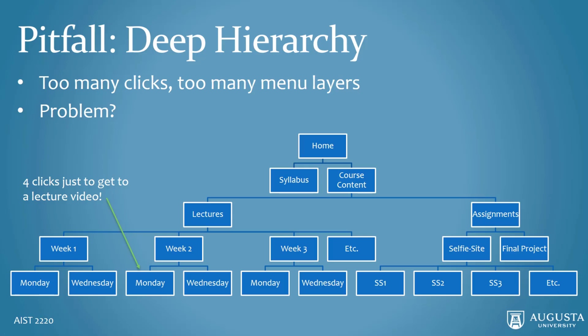The problem with deep hierarchies is that they can leave users feeling lost or frustrated, especially if they make a wrong turn and have to backtrack. It also increases the likelihood of users abandoning their task.